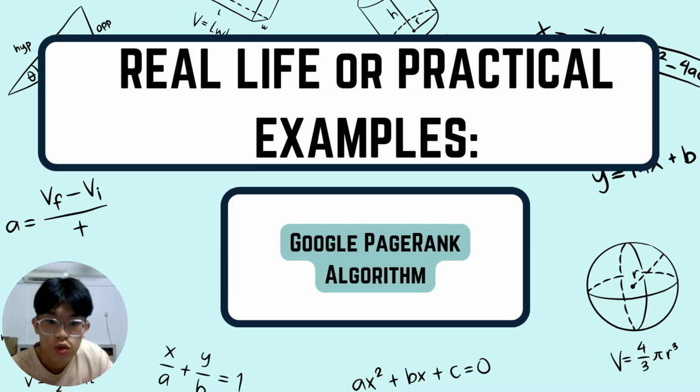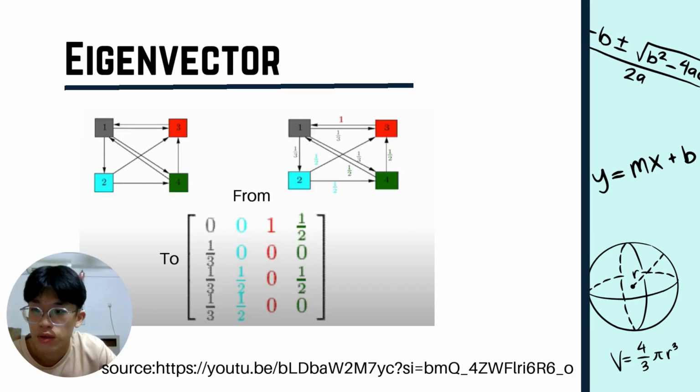The last example is Google's PageRank algorithm. The eigenvector of the transition probability matrix helps rank web pages based on their importance and connectivity to other pages. Based on the diagram, we can see that from page 1 to page 1, it shows 0 probability, and from page 1 to pages 2, 3, and 4, it shows 1/3 probability.